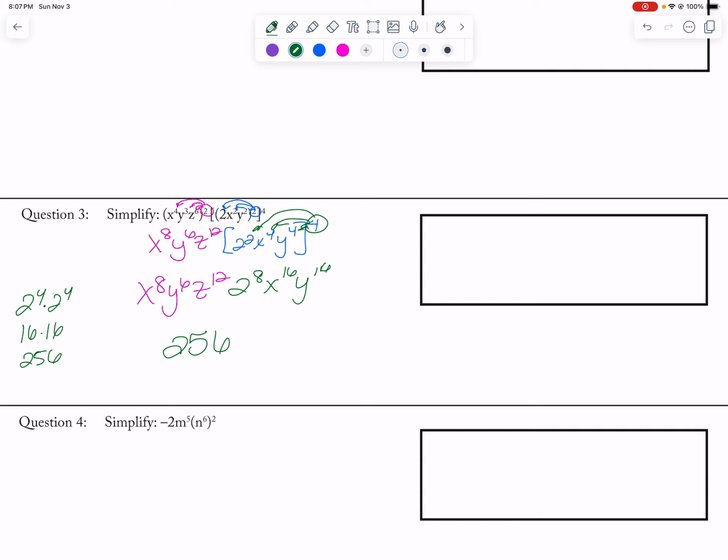So 256. Then I would take my x to the 8th and my x to the 16th, and I'd add those together. So that's x to the 24th power. And then I have a y to the 6th and a y to the 16th, which is to the 22nd power. And then I would have a z to the 12th.